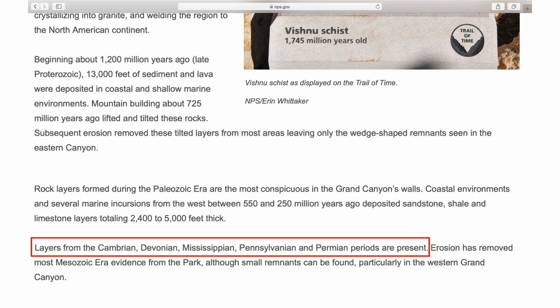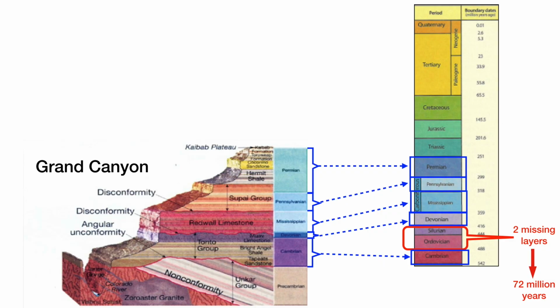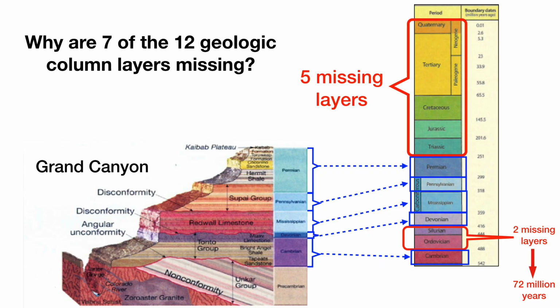And then this is their website. It says layers from the Cambrian, Devonian, Mississippian, Pennsylvanian, and Permian periods are present. Those are layers from the geologic column. And that's a very misleading statement, because if you don't know what's there, you're going to think, well, yeah, that's just what's there. But what they don't tell you is there's 2 layers that are missing. Why do they ignore the missing Silurian and Ordovician layers? They just kind of brush over that. That's huge. That's 72 million years. They're also missing 7 of the 12 layers of the geologic column.